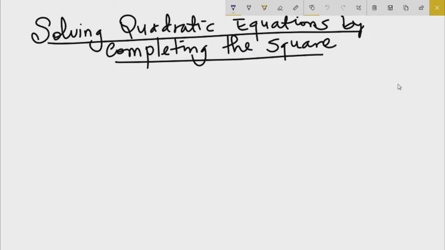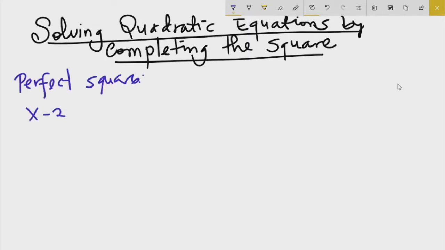In today's lesson, I will show you how to solve the quadratic equation by completing the square. So the idea of completing the square is to have a perfect square on the left-hand side of our quadratic equation so that it is easier to solve. So let's talk about a perfect square.